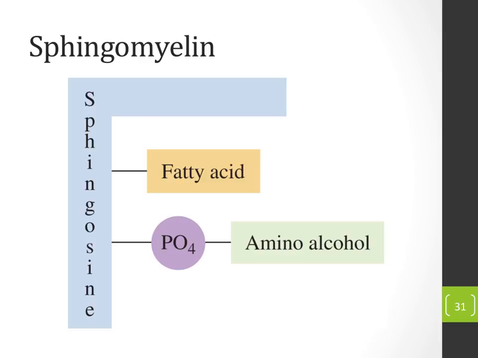Sphingomyelin, or myelin, is another type of lipid that includes a phosphate group, as we've seen before. The difference with sphingomyelins is that a new molecule, not glycerol, forms the backbone. Here, the molecule sphingosine forms the backbone. There's only room for one fatty acid tail, but we still have our phosphate group linking to an amino alcohol.